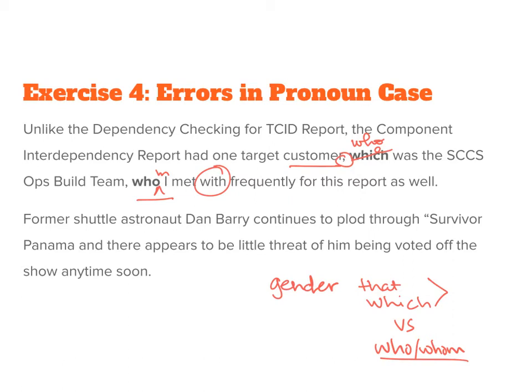All right. So the next part is: former shuttle astronaut Dan Barry continues to plod through Survivor Panama, and there appears to be little threat of him being voted off the show anytime soon. And if you saw this "him" and thought, oh, that sounds okay, because it's the object of "of," that's a completely common error, and in fact most readers would read this and not really think too much of it. But in this case, the threat is not of him, it's of being voted off. So that's the actual object of the preposition, and the "him" here is possessive.